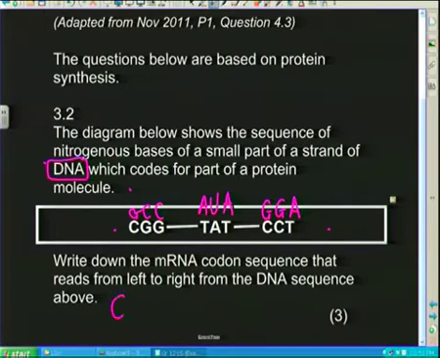You would write there G, C, all right, C, then you would write there A, U, A, and then you would write the third one, G, G, A. Each of those would be worth 1 mark. Okay, all right, remember how important knowing the bases, which ones are complementary bases.